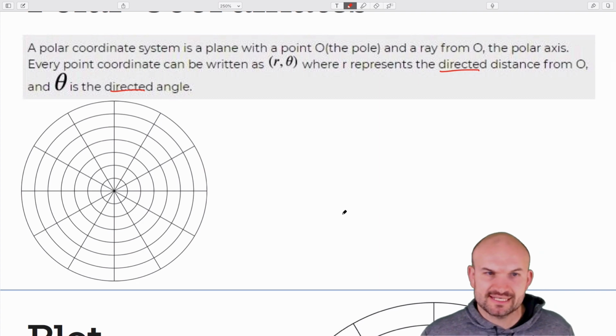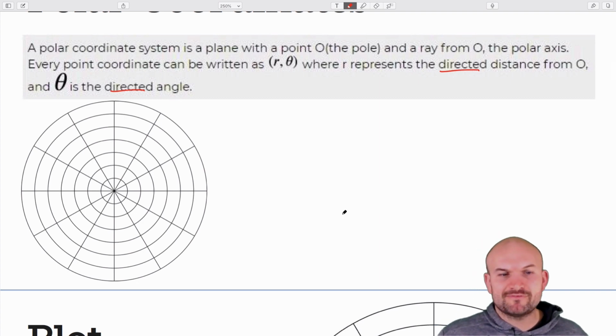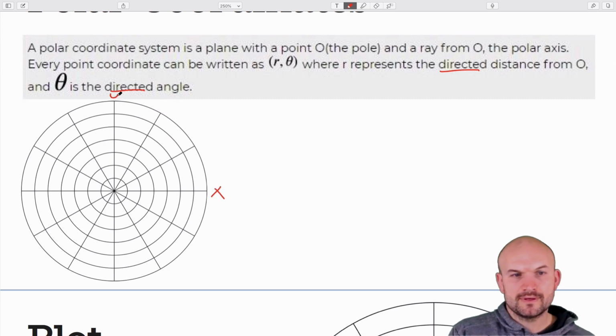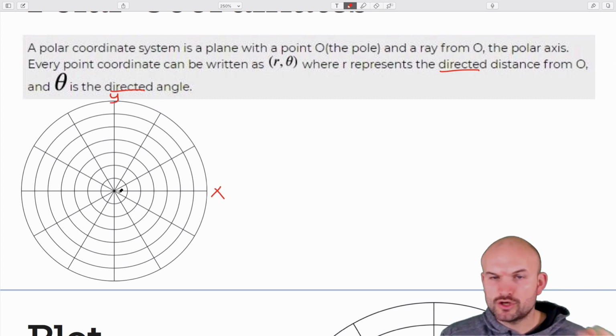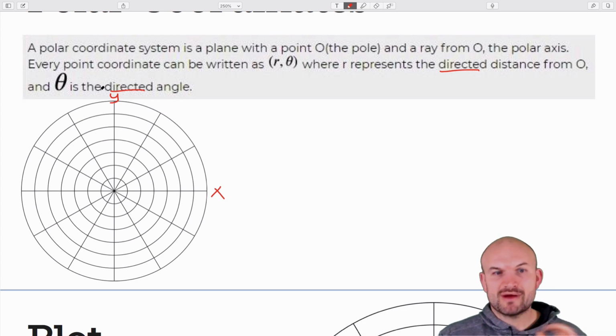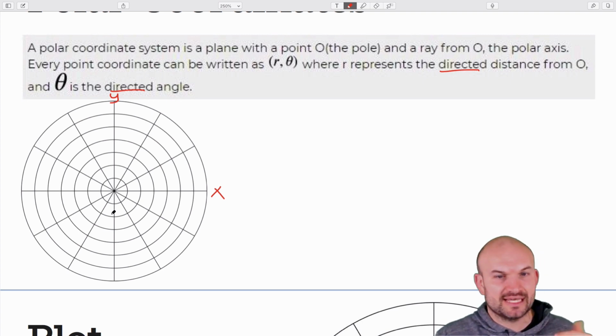Our polar coordinate system is basically the same thing as our x and y axis. We're going to call the origin the pole, and a ray from there is going to be our polar axis. Every point can be written as r comma theta, where r represents the directed distance away from the pole, and theta represents the directed angle.